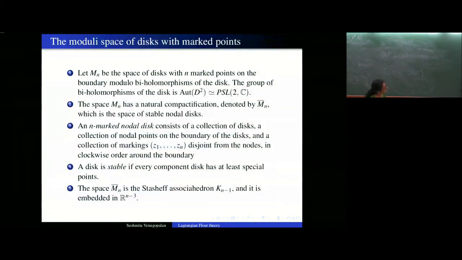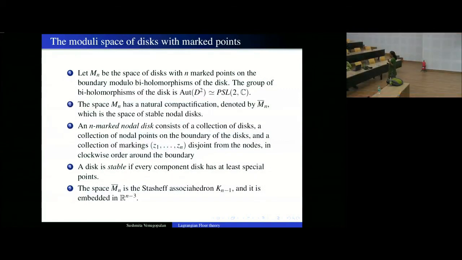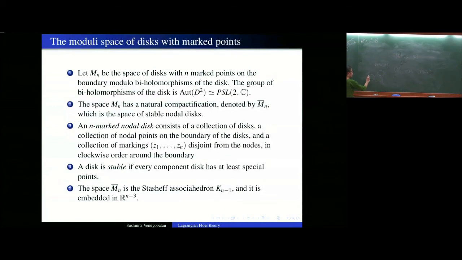An n-marked nodal disk consists of a collection of disks, a collection of nodal points on the boundary of the disks, and a collection of markings disjoint from the nodes in clockwise order around the boundary. That is a feature which was not there in the case of spheres. You didn't have an ordering of the marked points. But here, even if you have all this disk bubbling, this ordering is always preserved. Z1, Z2, Z3. So this is a nodal disk with 5 marked points.